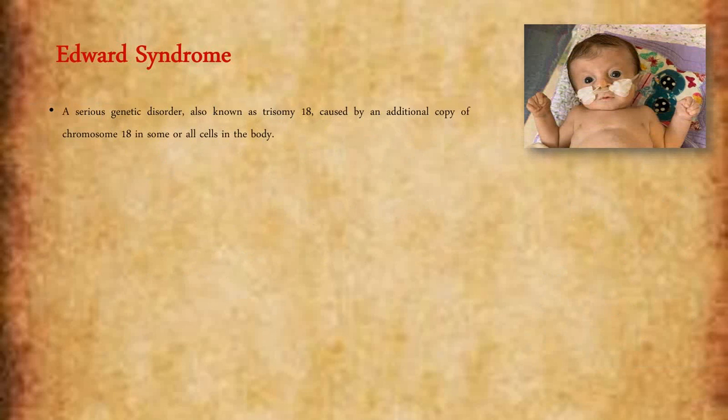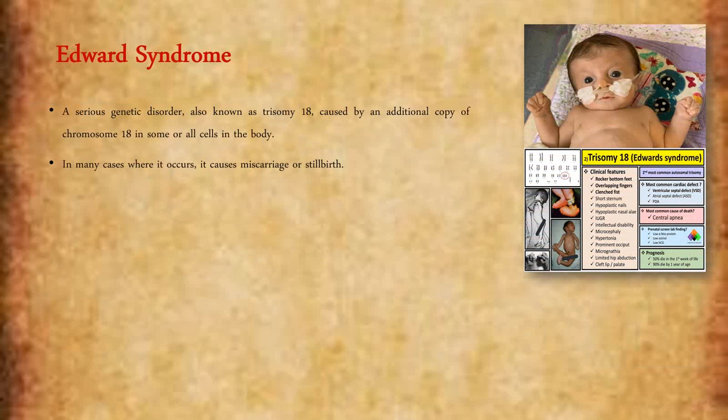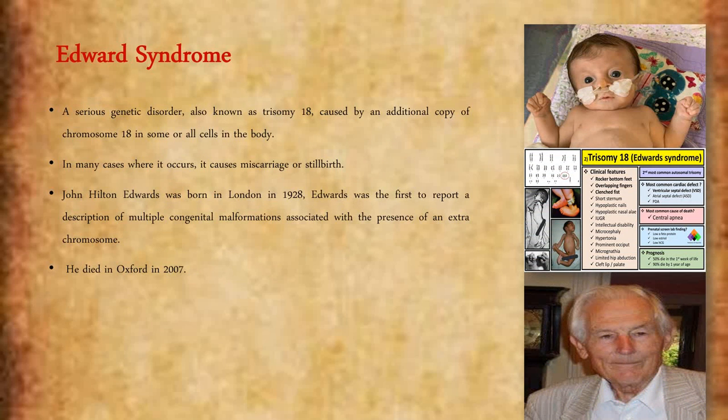Edwards syndrome, a serious genetic disorder known as trisomy 18, is caused by an additional copy of chromosome 18 in some or all cells in the body. In many cases, it causes miscarriage and stillbirth. But I have a patient in Cairo, 7 years old, and she was delivered. John Hilton Edwards was born in London in 1928. Edwards was the first to report a description of multiple congenital malformations associated with the presence of an extra chromosome.